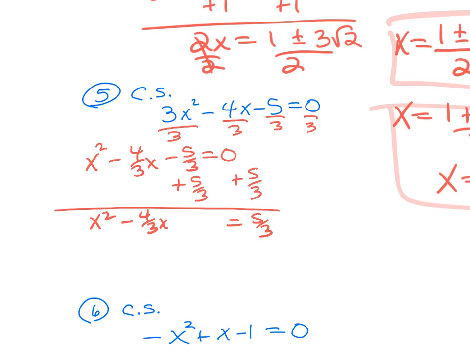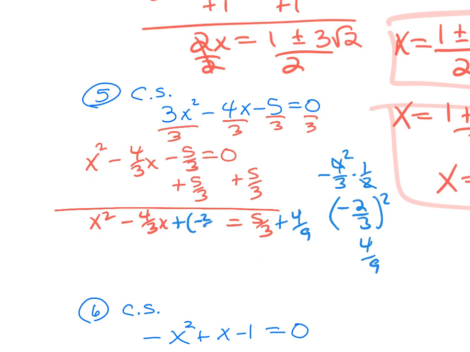I take the b term and I divide it by 2. So in this case, it's a fraction, so I'm going to multiply it by 1/2. I'm going to simplify diagonally here and I get negative 2/3. That's what I'm squaring and adding to both sides. So I'm adding 4/9. Over here I'm going to show: if you left it, would it still be the same?